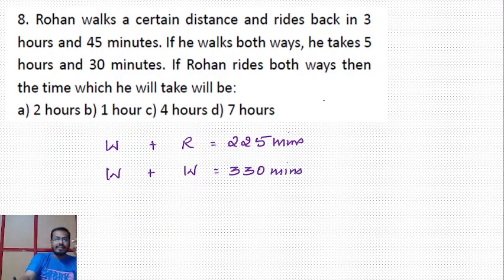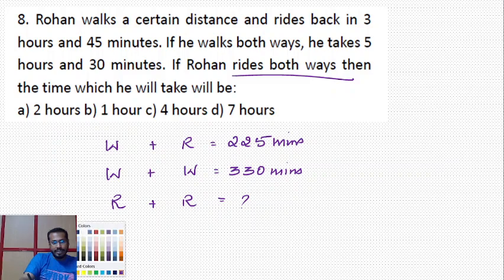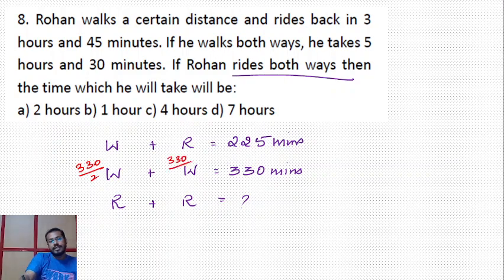Okay, he takes 5 hours and 30 minutes. If Rohan rides both ways, how much time does it take? As usual, first take 330 and split it into 2 parts, one for each direction: 330 over 2 and 330 over 2. So here also it will be 330.